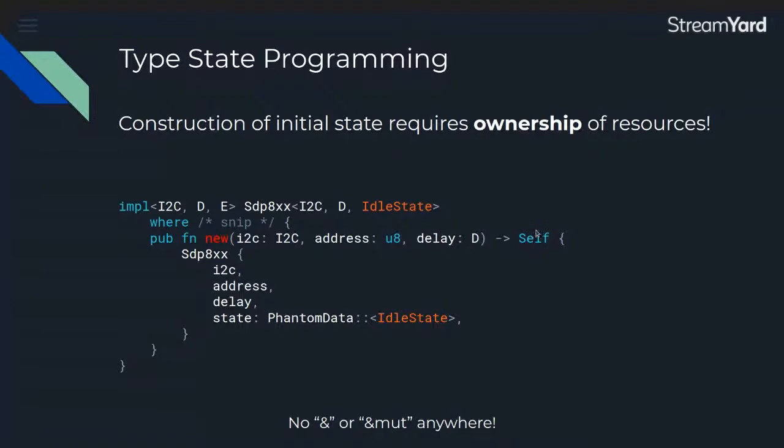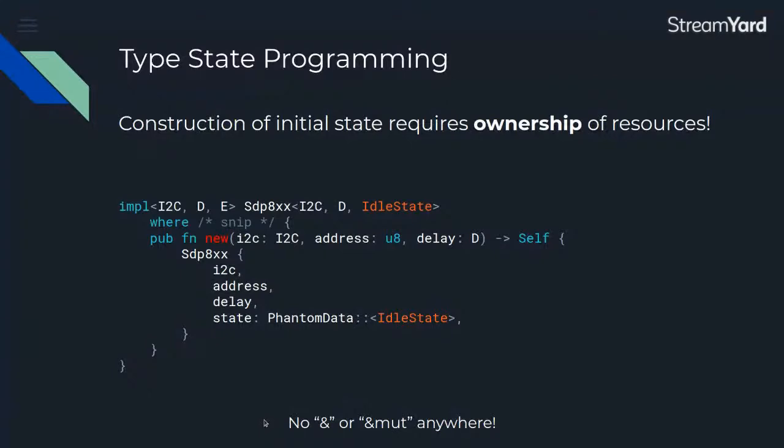What is Self in this case? Well, for this, we have to look at the first line, and we see that this is an implementation for an SDP8XX with these generic type parameters. One of the type parameters in the output of new is the idle state. So we see that the state in the last line of code is being set to PhantomData of the idle state, just so there is some storage. But we know that this is of size 0, so it shouldn't matter. And it doesn't matter, but of course, to the compiler, it does matter quite a lot. And if you know Rust, you will know that usually there are ampersands and ampersand muts everywhere.